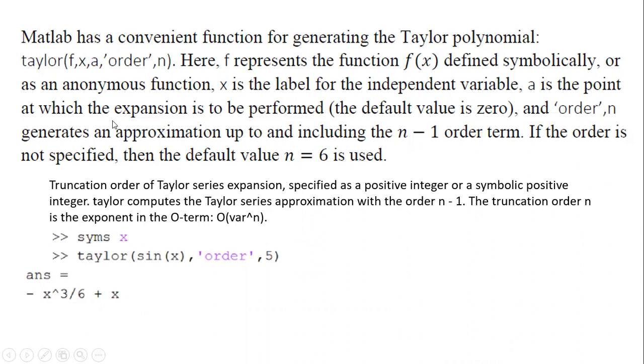And order n generates an approximation up to and including the n minus 1 order term. If the order is not specified, the default value is n equals 6. The truncation order of this Taylor series expansion is specified as a positive integer or a symbolic positive integer. So taylor computes the Taylor series approximation in the order of n minus 1. The truncation order n is the exponent on the 0 term, or the variable raised to n.